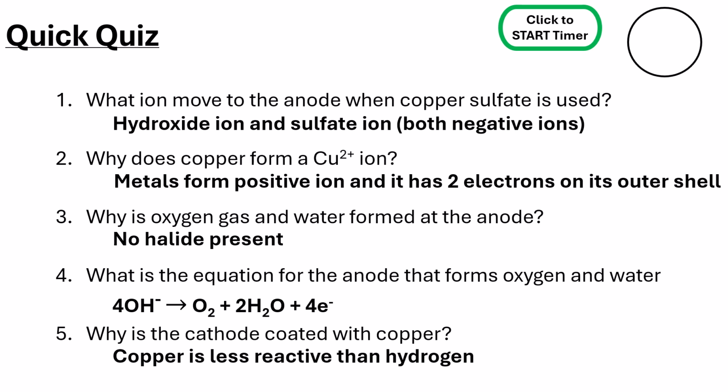And then why is the cathode coated with copper? Because copper is less reactive than hydrogen. Remember, if it's a jewelry metal, then it's going to be less reactive than hydrogen, so that's our copper or gold or silver, and we will get a layer of that particular metal wrapped around whatever's on the cathode. And it doesn't matter if it's a particular rod or if it's a piece of jewelry or if it's a key, you will end up with that layer of metal.